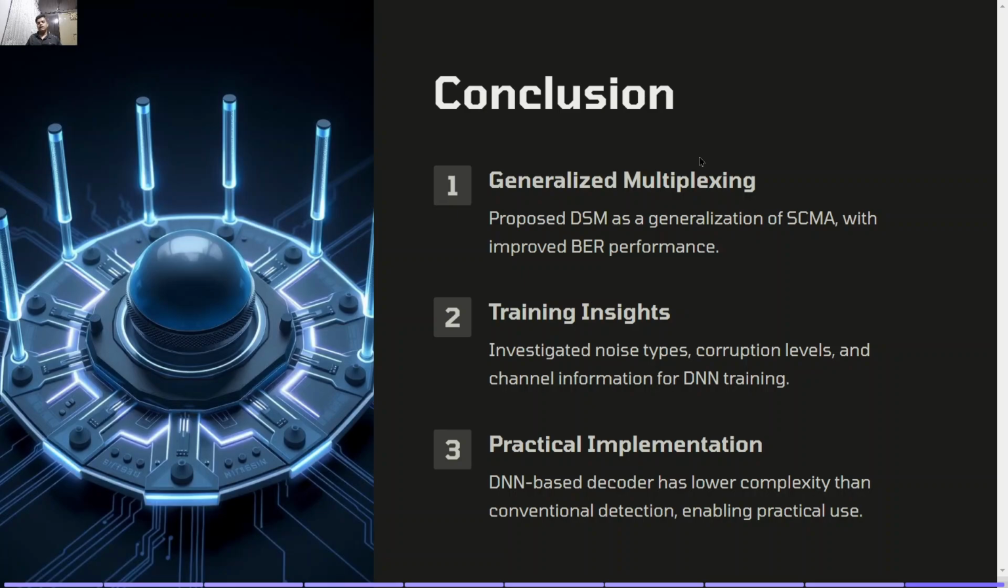Conclusion. Generalized multiplexing. Proposed DSM as generalization of SCMA with improved BER performance and training insights, investigated noise types, corruption levels, and channel information for DNN training. Practical implementation. DNN based decoder has lower complexity than conventional detection, enabling practical use.